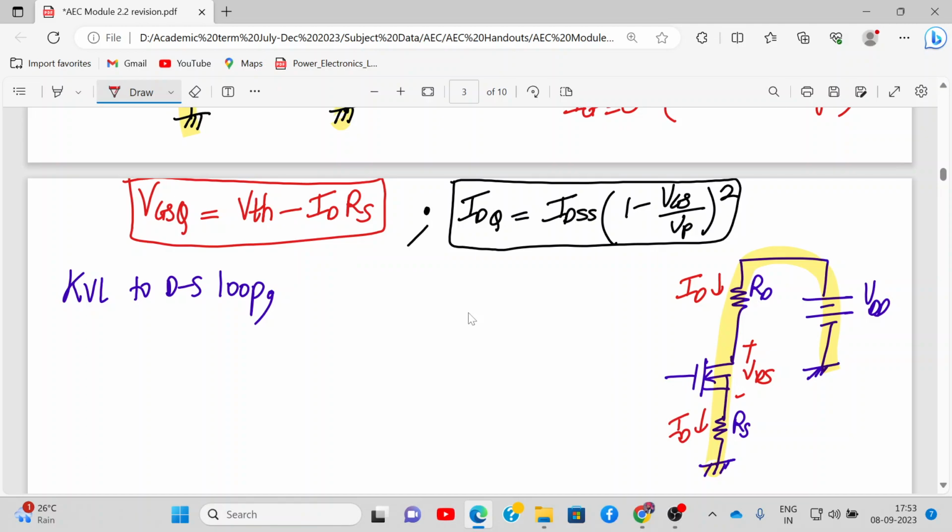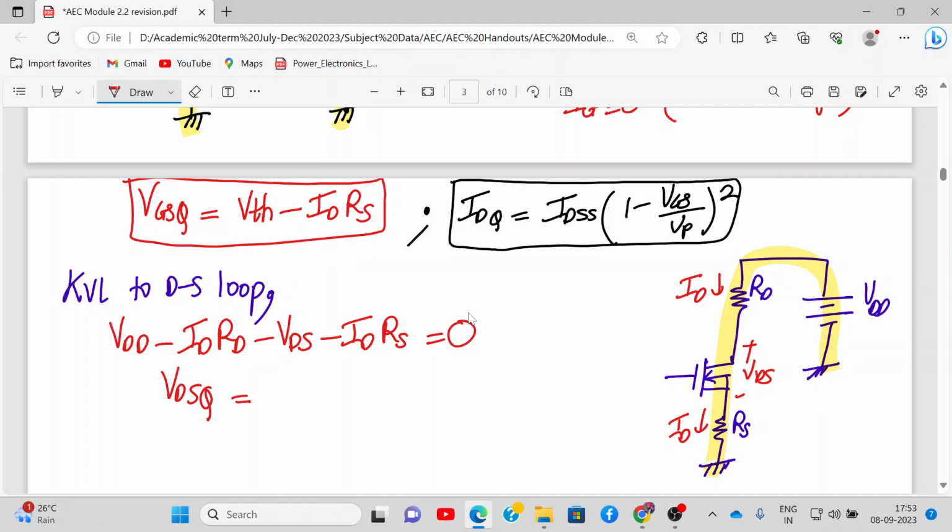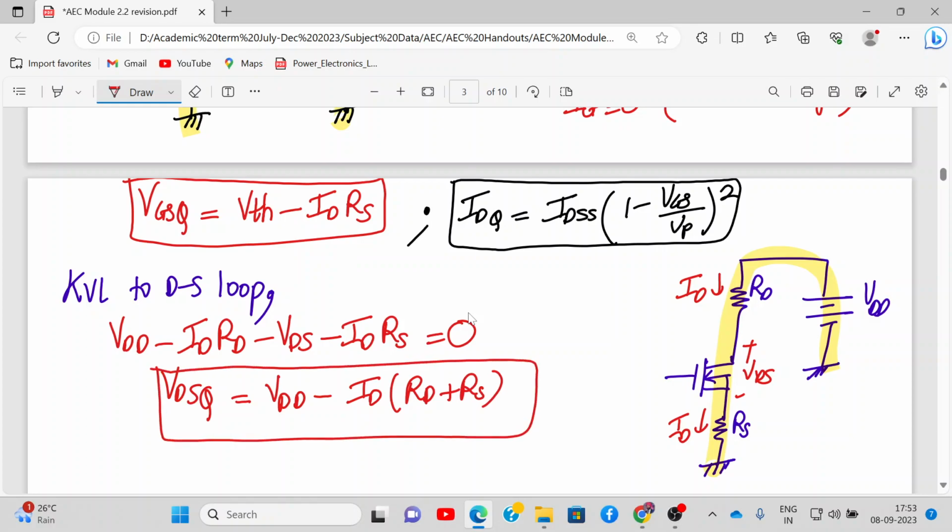Now tell me, what will be the value over here? You're going from VDD to ground. So it will be VDD minus ID RD minus VDS minus ID RS is equal to 0. So what will be the value of VDSQ? It will be VDD minus ID times RD plus RS. Got it? Okay. So these are the expressions.